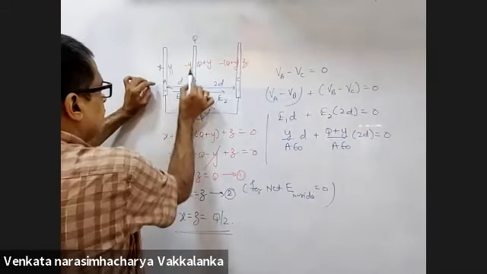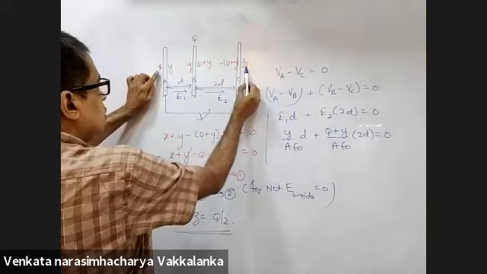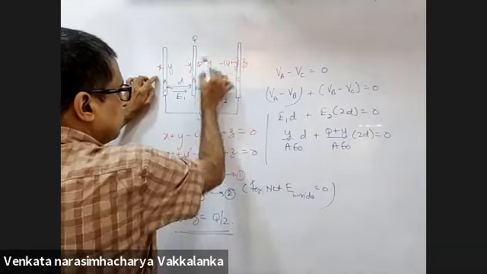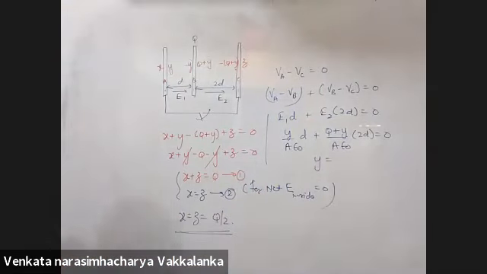Right? This y and minus y alone will give me E1. These two will cancel out here, x and z will cancel out here. E2 will be only because of these two charges. From here, can I calculate y?